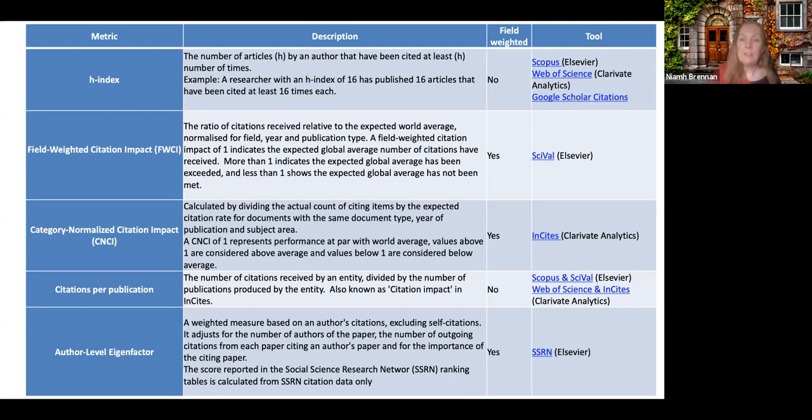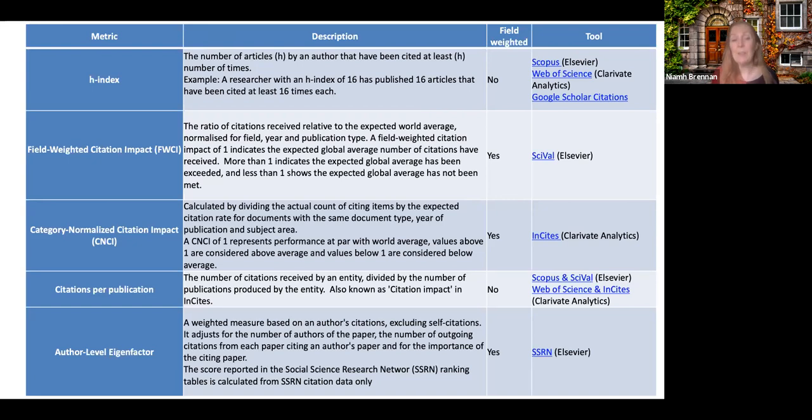The Web of Science and Clarivate Analytics provides something very similar in their analytics program InCites. And they calculate their category normalized citation impact. It's very similar to the field weighted citation impact, and that is calculated by dividing the actual count of citing items by the expected citation rate for documents with the same document type, year of publication, and subject area.